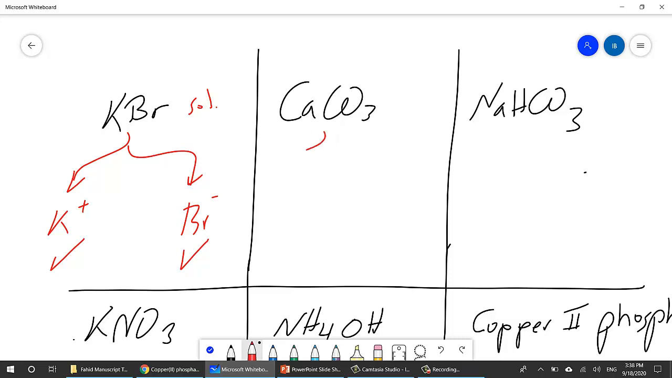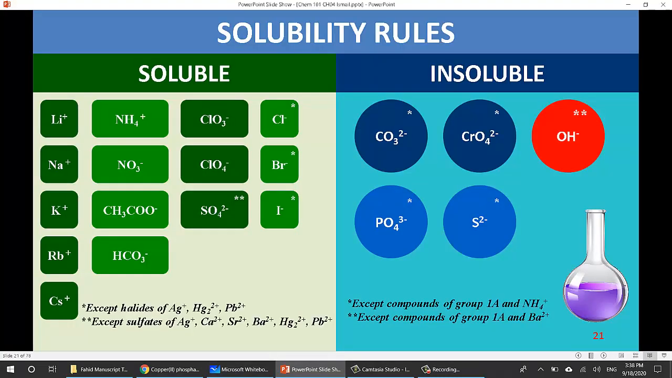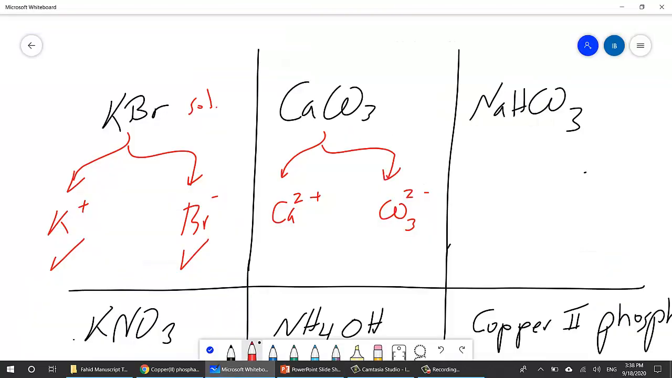CaCO3 is insoluble, and the reason for that is that CaCO3 contains Ca2 plus ions if it dissolves in water, and CO3 2 minus. Carbonates are a big problem. Carbonates are insoluble in water, except group 1. But this is not group 1, nor ammonium. So this is insoluble. The exception does not apply here. So this would be an insoluble compound in water.